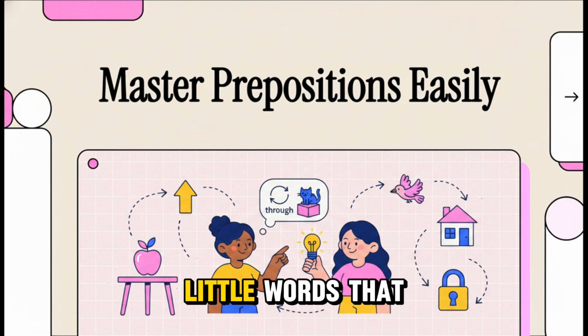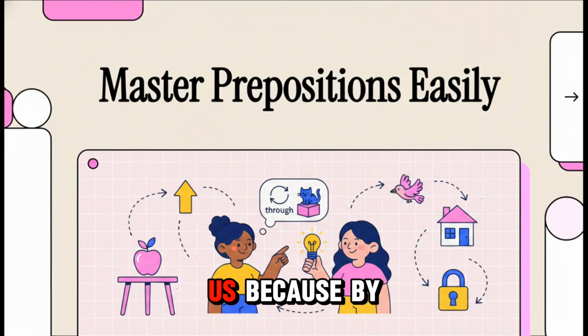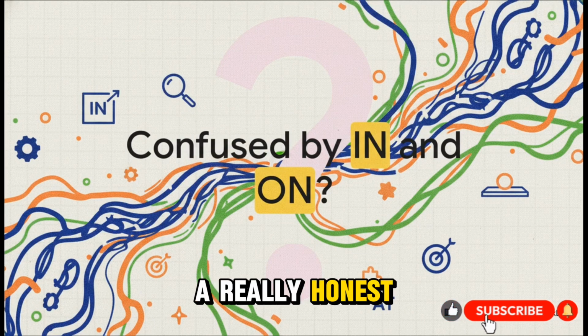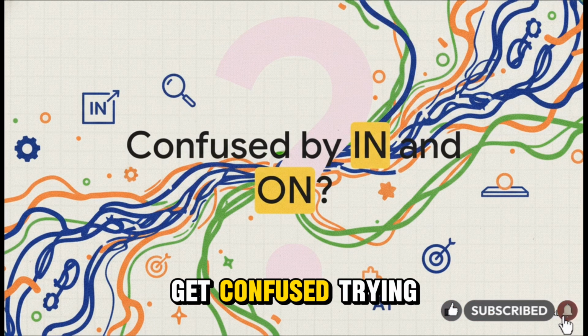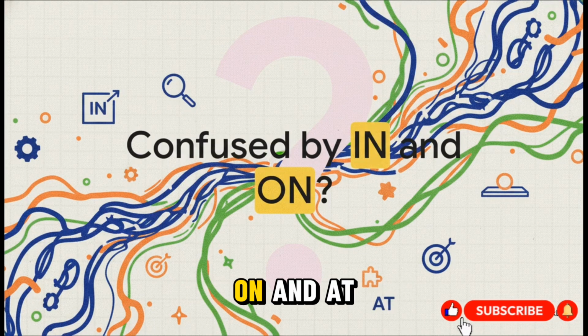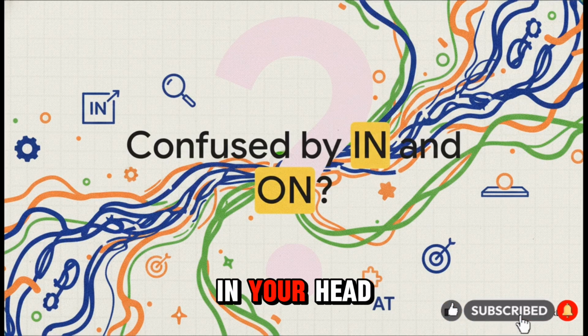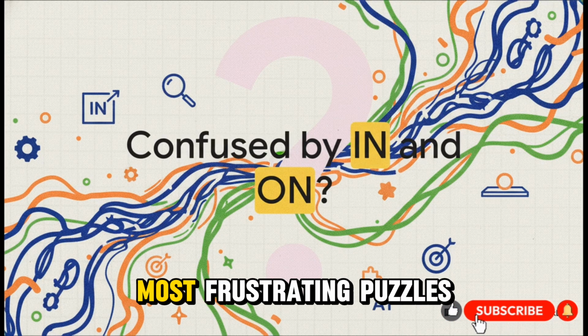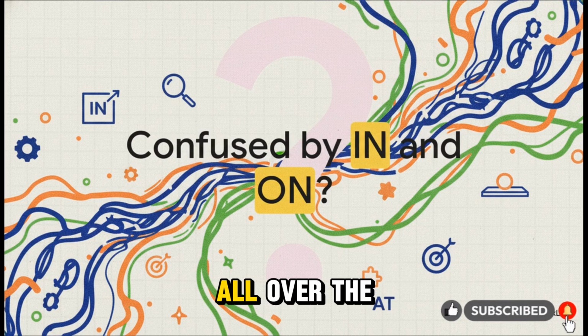You know, those tiny little words that seem to trick almost everyone? But stick with us, because by the end of this explainer, you're going to be using them effortlessly. So let's kick things off with a really honest question. Do you ever get confused trying to decide between in, on, and at? If you are, you are definitely not alone. It is literally one of the biggest, most frustrating puzzles for English learners all over the globe.